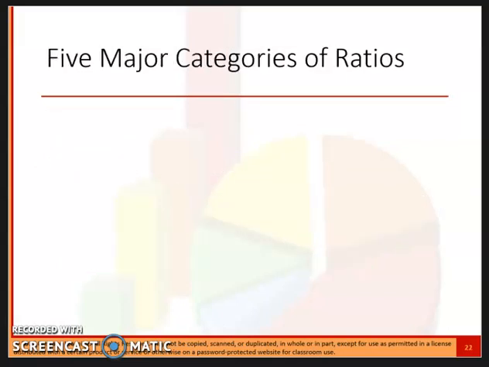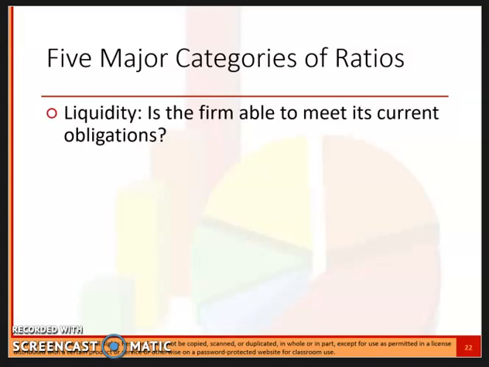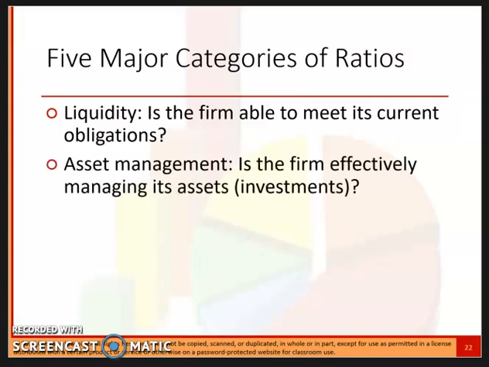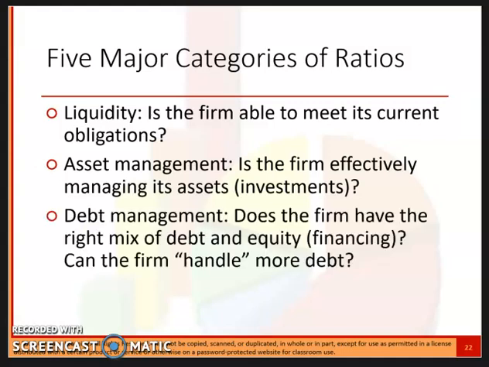There are five major categories of financial ratios, and we're going to talk through all of these with regard to the Unilate balance sheets. Liquidity: is the firm able to meet its current obligations? So, what is the likelihood the firm's going to default? Asset management: how well is the firm using its assets? Debt management: does the firm have the proper mix of debt and equity?